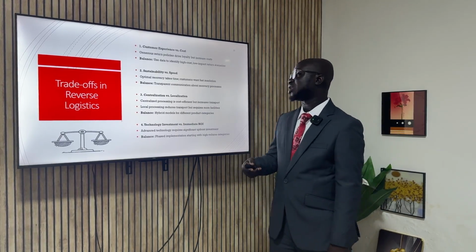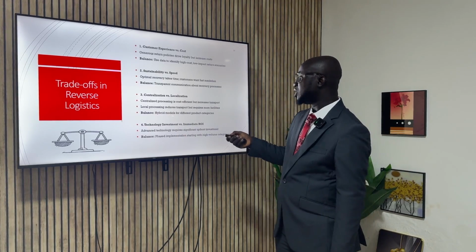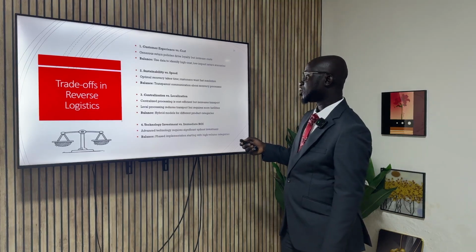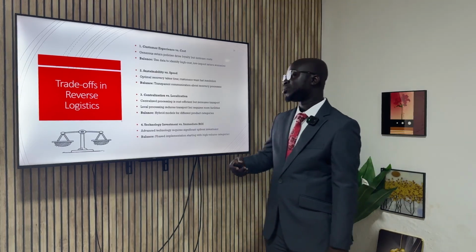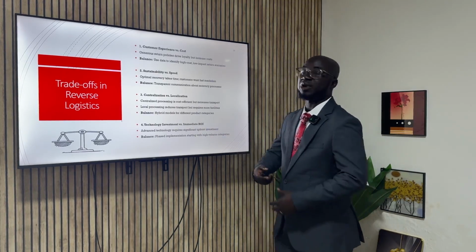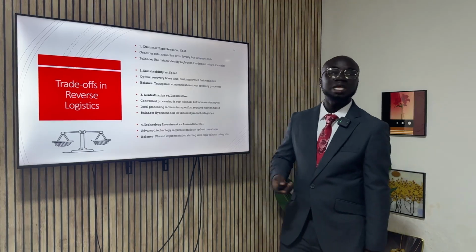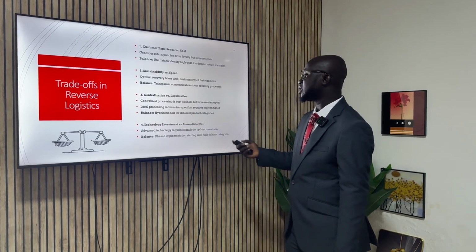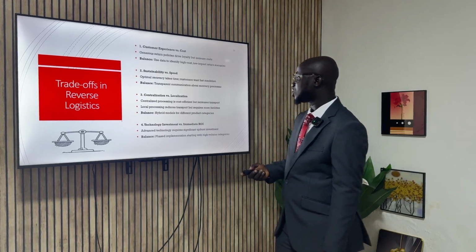And we also look at centralization and localization. Centralized processing mostly is cost efficient, but it increases transport. Local processing reduces transport, but it requires more facilities. In order to balance this, you can go in for hybrid models for different product categories. So some of them can be handled locally, some of them can be centralized. So you can balance between cost efficiency and reducing transport.